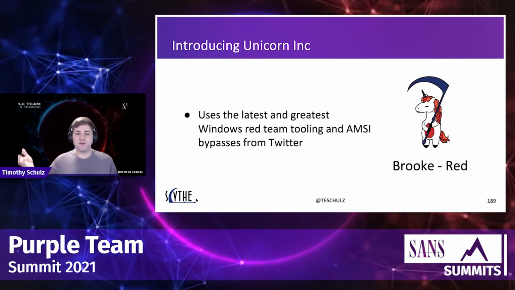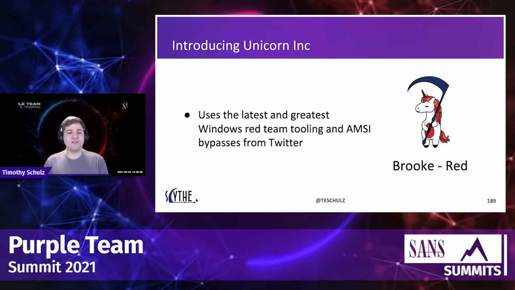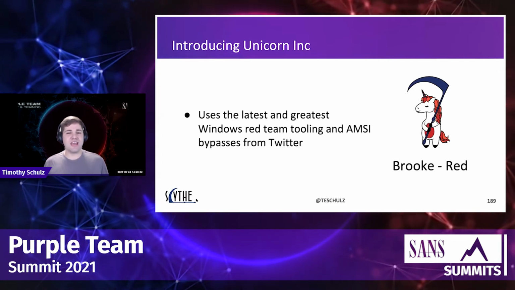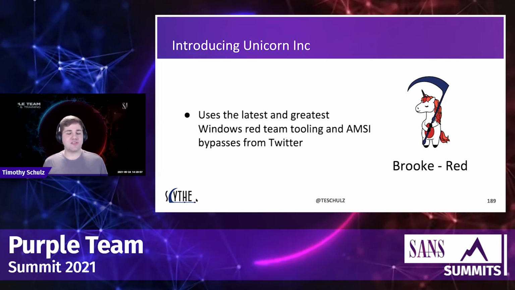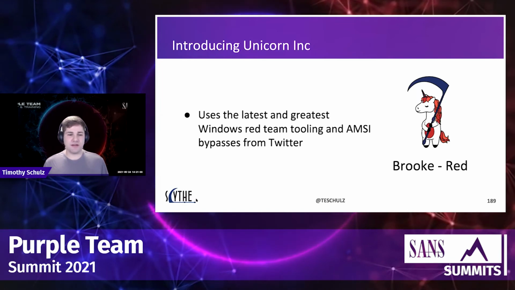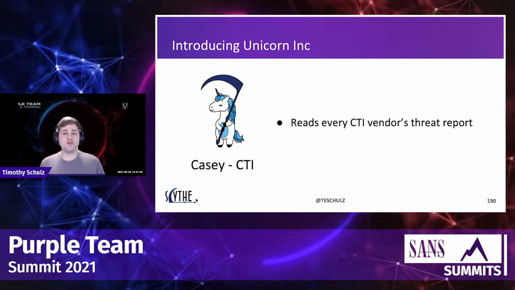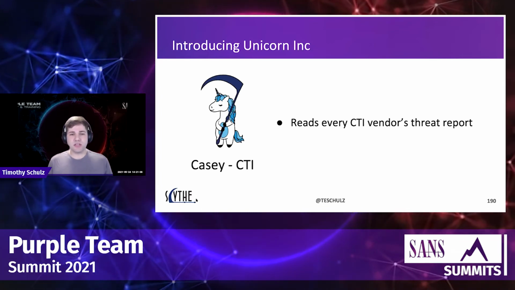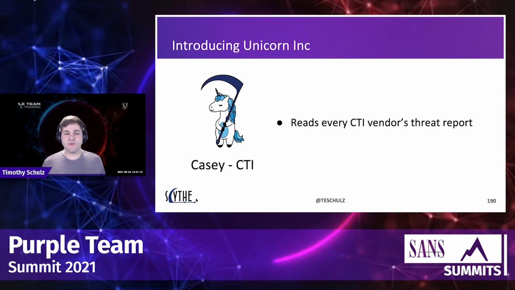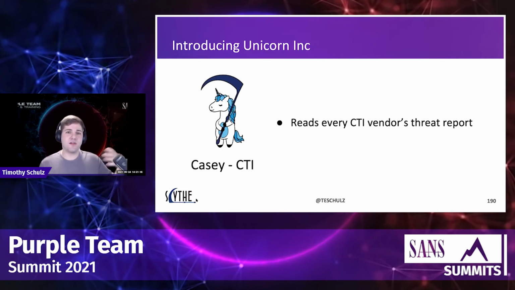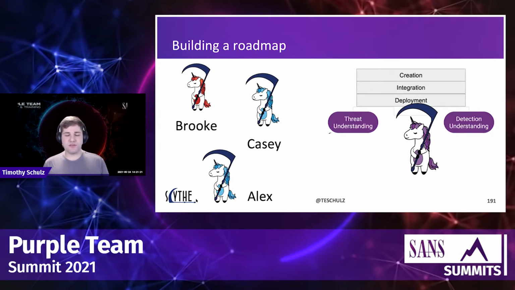And then we have Brooke, who's our red teamer, who is very active on the red team Twitter community, uses the latest and greatest red team tooling and EDR bypasses from Twitter, and tries to stay on their game as much as possible. And then we have Casey, who's our cyber threat intelligence professional, who reads every CTI vendor's threat report, makes sure that they understand the entire information security landscape, and as we showed before, sends those indicators of compromise up to Alex. So they've been told you need to implement and build this roadmap.